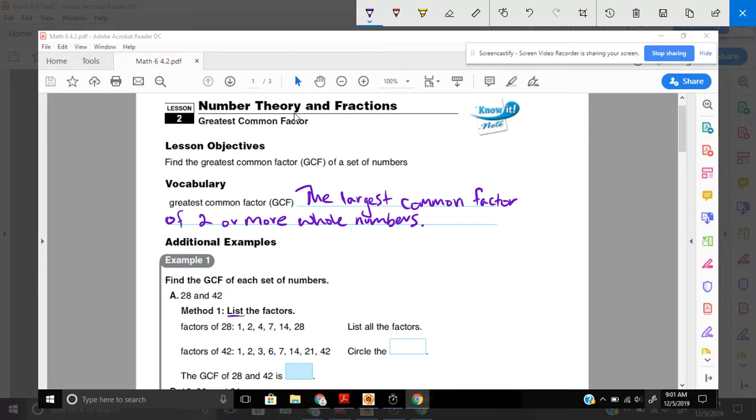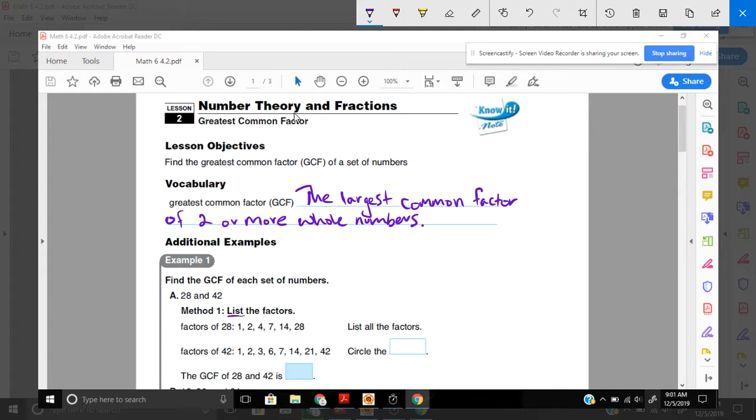So 1 times 28 is 28. Next, go to 2. Since it's even, it's divisible by 2. 2 times what number is 28? That'll be 14. 3. Nope, it's not divisible by 3. 4. Yep, 4 times 7. And then we're finished. Okay. Same for the factors of 42. 1 times 42. 2 times 21. 3 times 14. And 6 times 7.